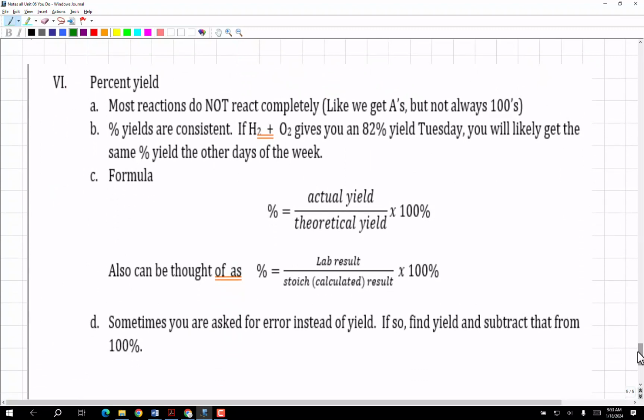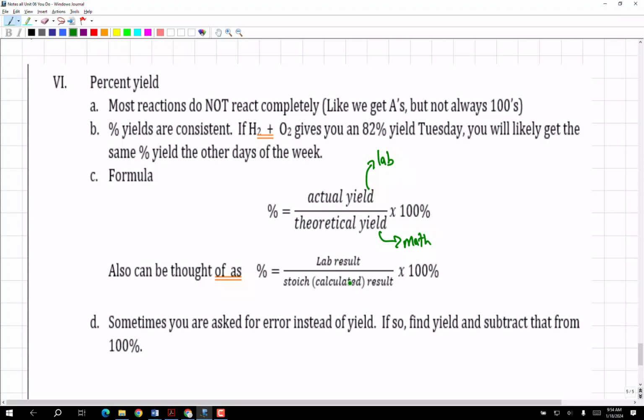Most reactions do not react completely. Like, we get A's, but we don't always get hundreds. Percent yields are consistent. If H2 plus O2 gives you an 82% yield on Tuesday, you will likely get 82% on Wednesday, and 82% on Friday, and 82% next week. The formula is the actual yield, which is what the lab says you get, divided by the theoretical yield, which is what math says you'll get. So lab result over stoich, meaning math result.